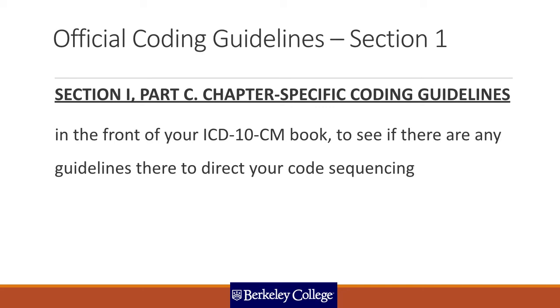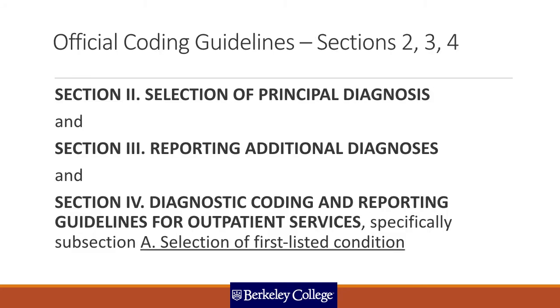Next, turn to the Coding Guidelines, Section 1, Part C, Chapter-Specific Coding Guidelines in the front of your ICD-10-CM codebook to see if there are any guidelines there to direct your code sequencing. Within this section of the coding guidelines, find the specific subsection relating to what you are coding. For example, they may be under Chapter 1, Infectious and Parasitic Diseases, or Chapter 17, Congenital Malformations, Deformations, and Chromosomal Abnormalities.